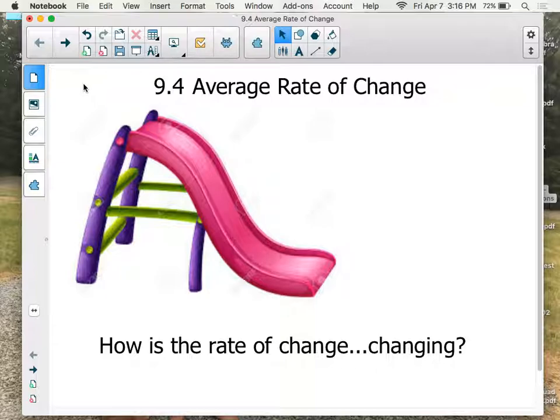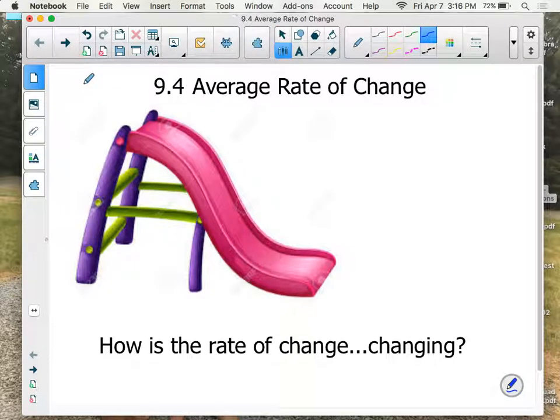Alrighty. So, have you ever been on a slide before? It's like the greatest thing in the world. Because you start standing up here and you're like, okay, I'm going to go down this slide. And you get to about here and you're like, oh my goodness, this is the greatest thing in the world. But then you get to the bottom and you're like, oh, ride's over? Can I go on again?